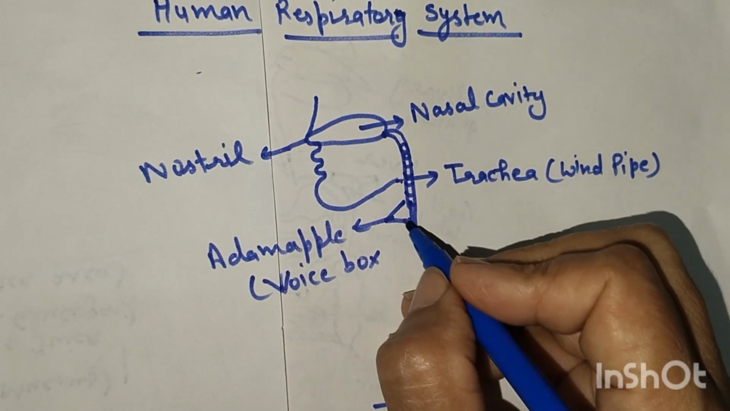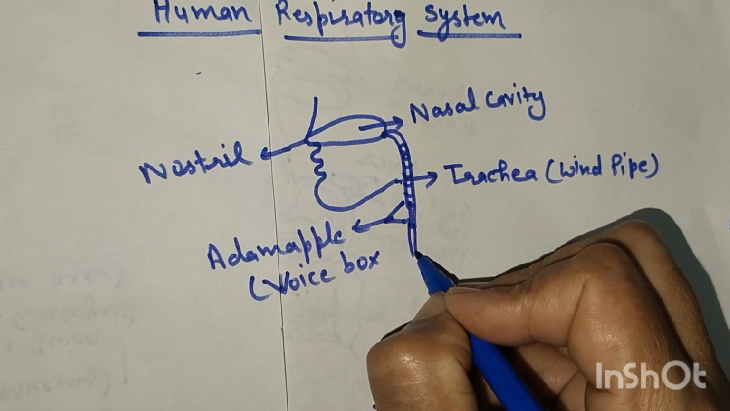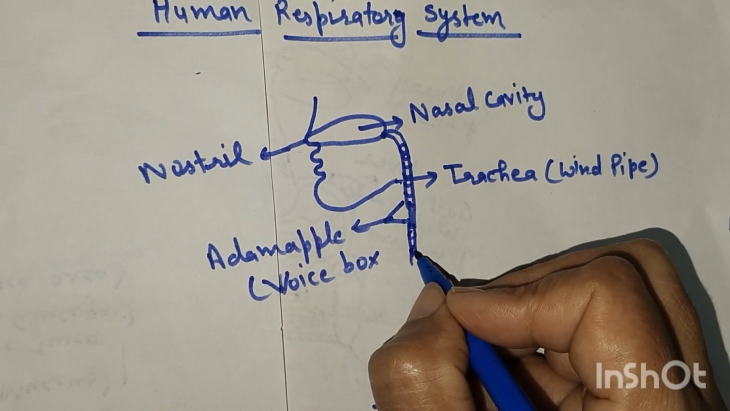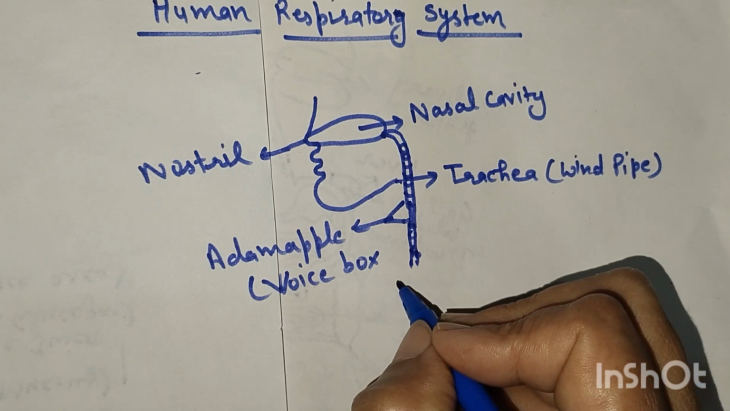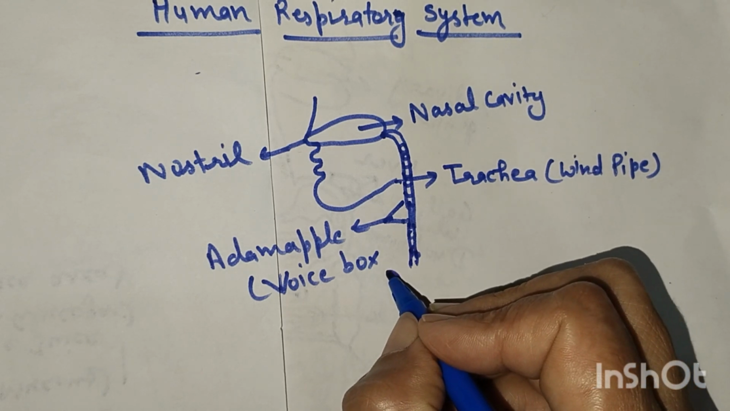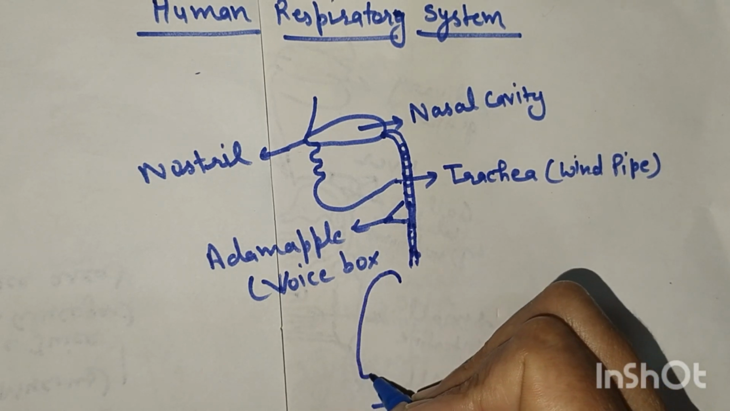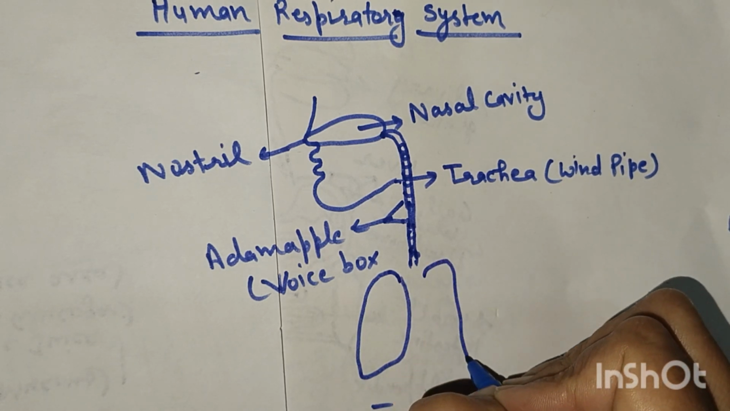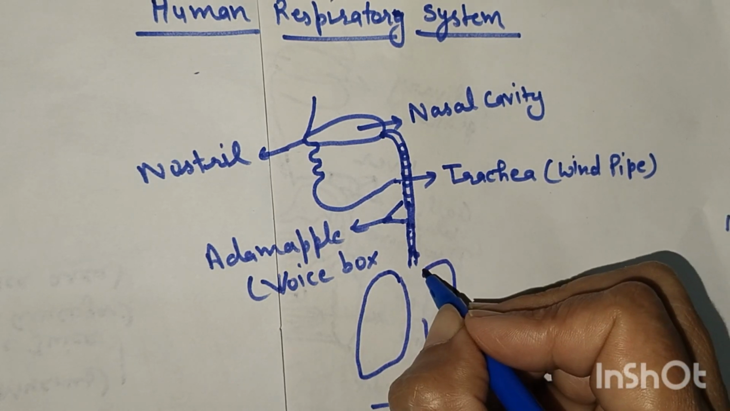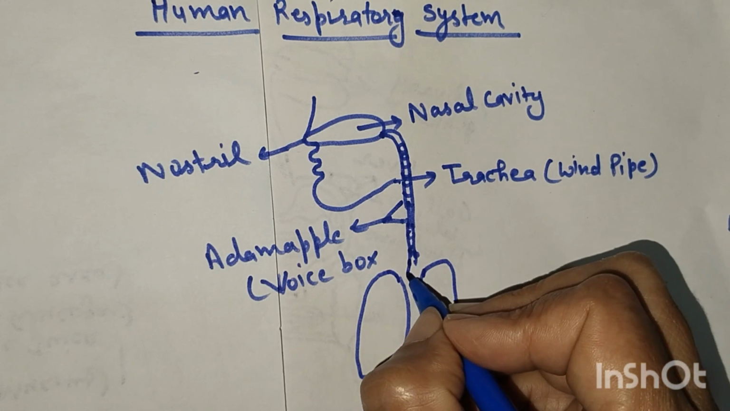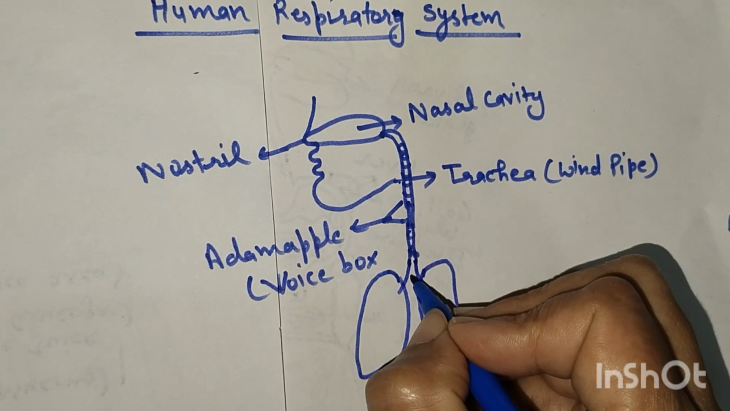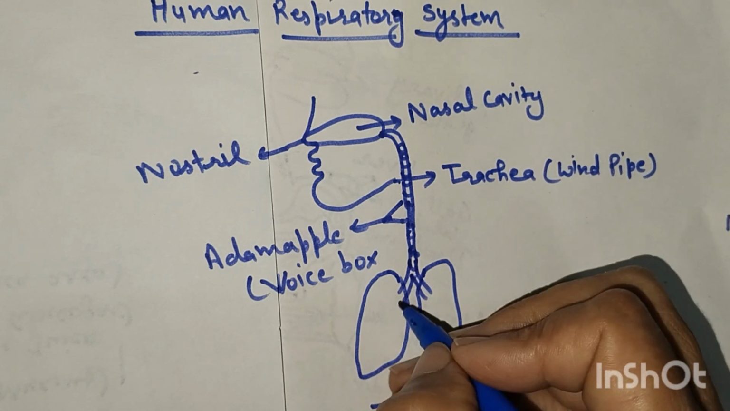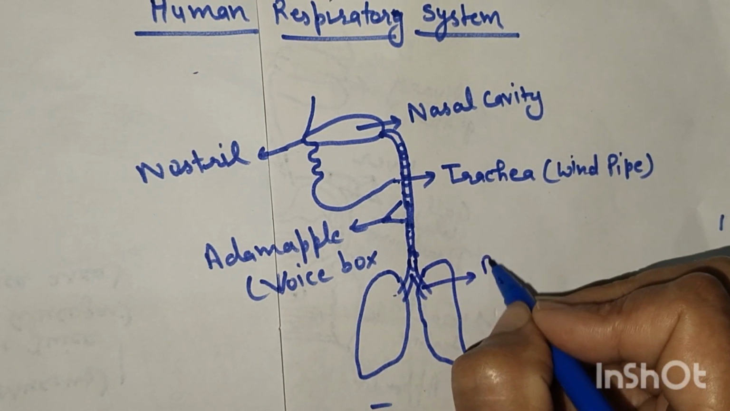Next to this are small muscular structures. These are called lungs. The trachea divides into two tubes and enters the lungs, and these are called bronchi.